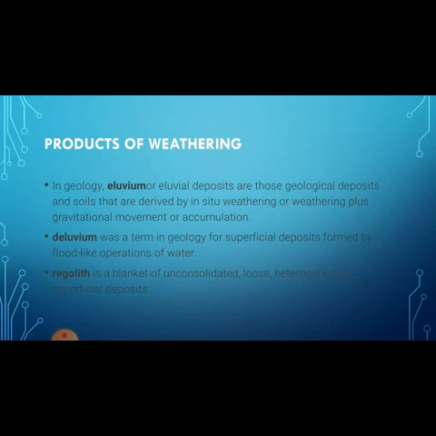Here comes the products of weathering. The products of weathering we usually divide into three. Alluvium. Alluvium are the products that are present near the parent rock itself. And diluvium are the products which are carried away from the parent rock by weathering agents. And regolith, this is the term which is used to mention both alluvium and diluvium.